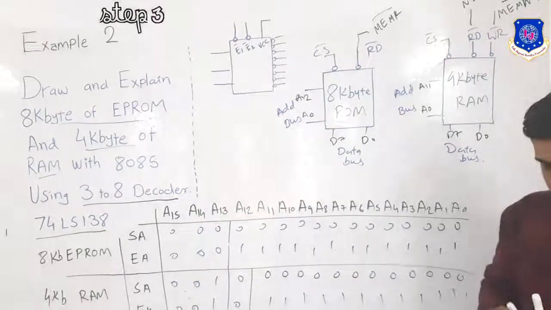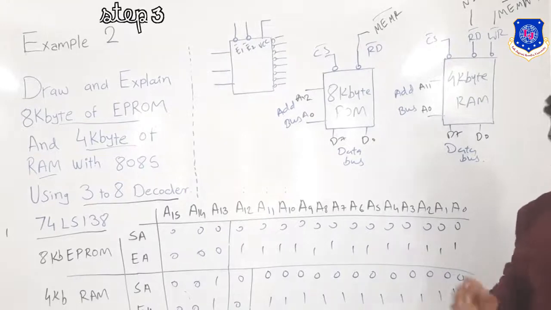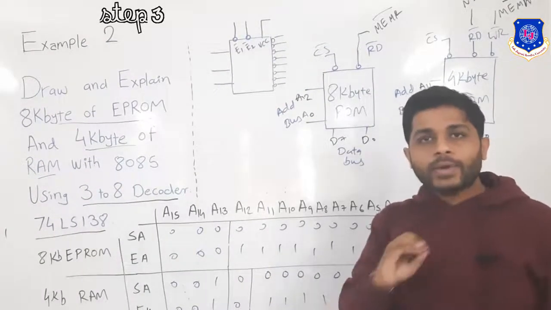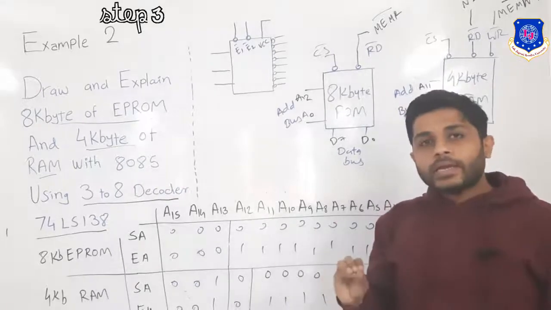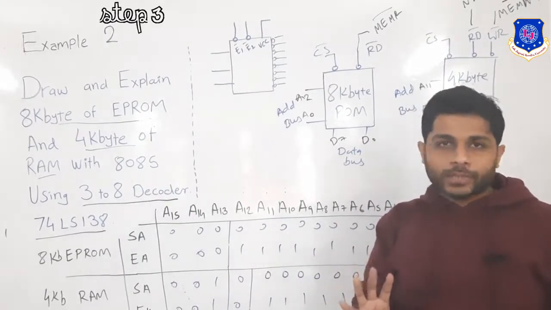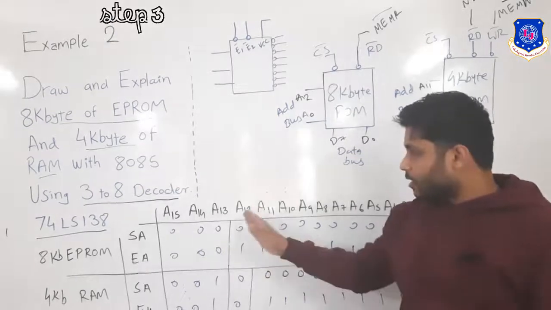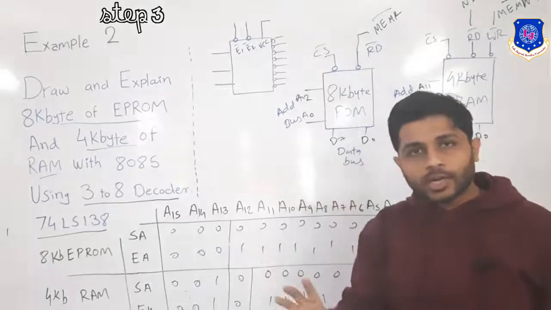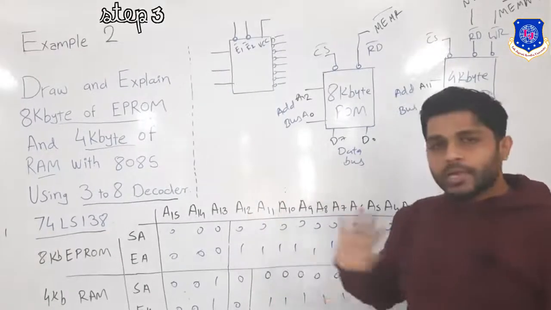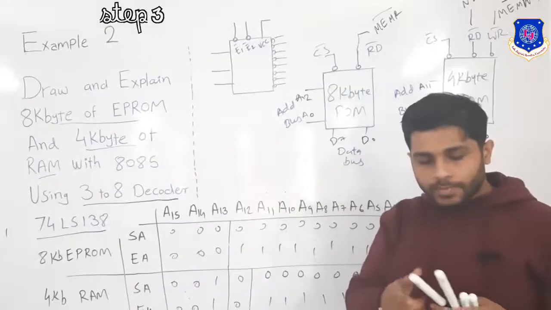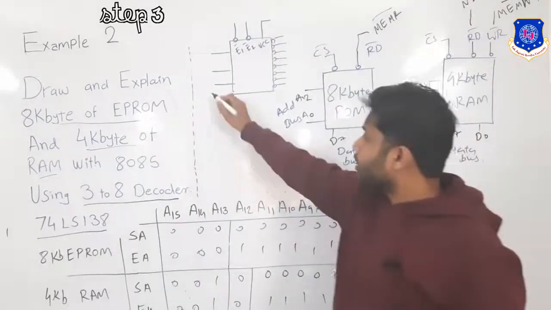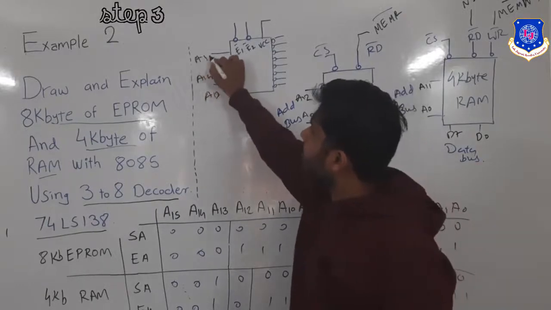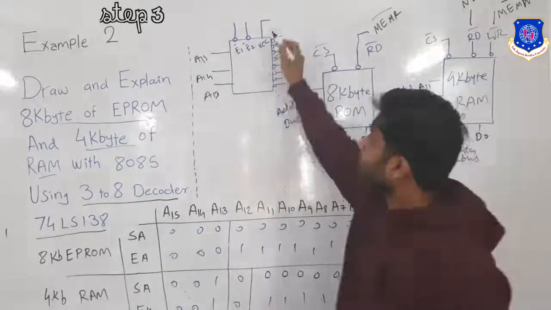Now the chip select is remaining. I just told you that the address lines which are not provided to any memory will be connected to the chip select logic. So what is the remaining address line? A13, A14 and A15. So A13, A14 and A15 will be used for chip select, and for the chip select logic we are using the decoder. So remaining address lines will always be connected to the decoder. So A13, A14 and A15 are connected to the decoder.